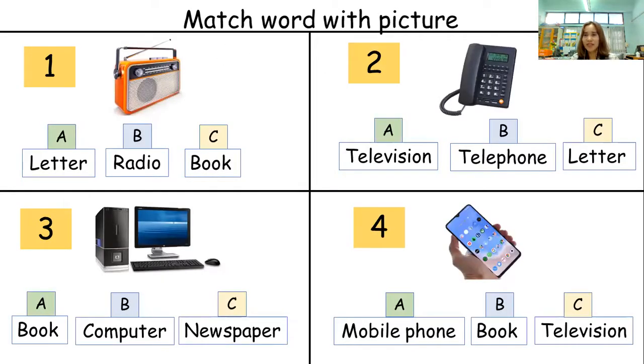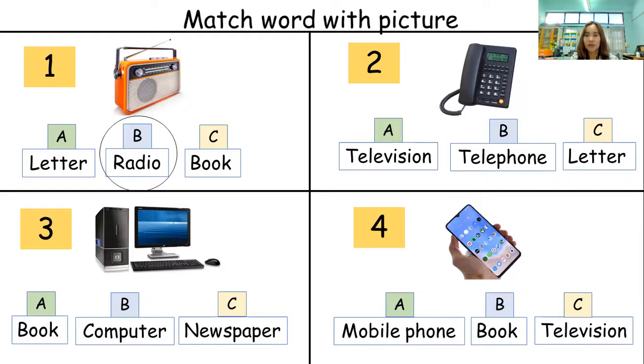Okay, let us answer the activity I prepared for you. Let us match the words or the pictures with the words. Let's start with number 1. You can see a picture and then below you can see 3 words. Which one is the name of the picture? What is your answer? Letter B. What is letter B? Radio. Are you sure? Okay, let's check, students. Very good. The correct answer for number 1 is radio.